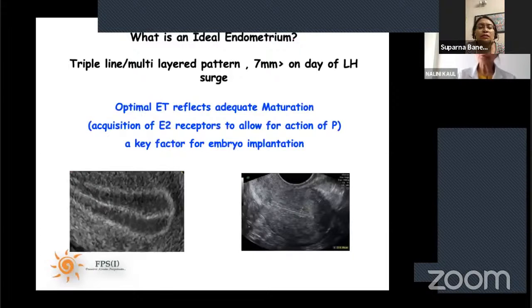An ideal endometrium is supposed to be 7 millimeters or more on the day of LH surge with a triple line pattern, and what this suggests is that the endometrium has had sufficient estrogen exposure with estrogen receptors, which are now going to be able to take on the action of progesterone and allow for implantational changes to occur.